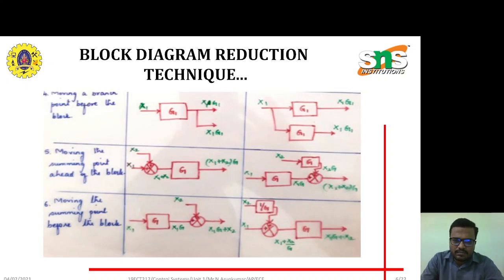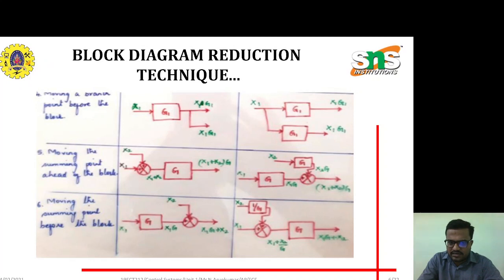Next one is moving the summing point ahead of the block. In most closed loop problems, we have to move the branch point and the summing point, moving the summing points before the branch point. It can be calculated by using the above equivalent diagram. We have to move the summing point after the block G, because we move it from before G to after G. So we consider the G block again.